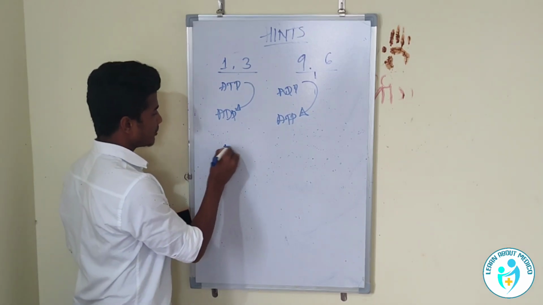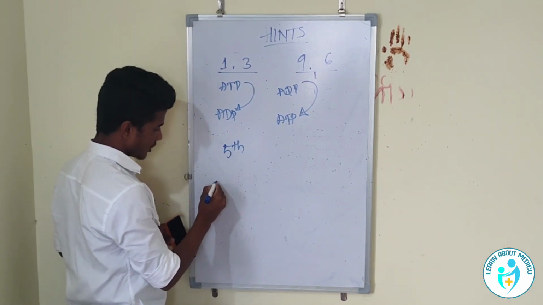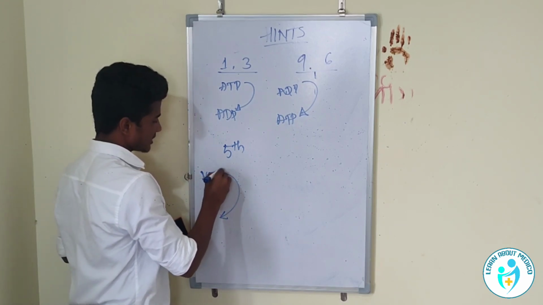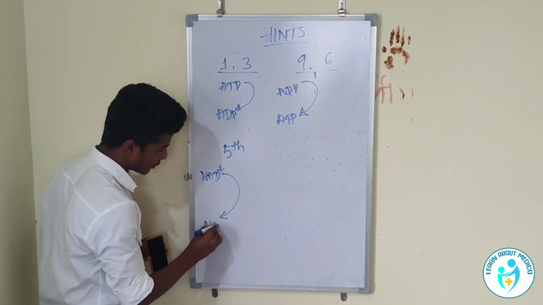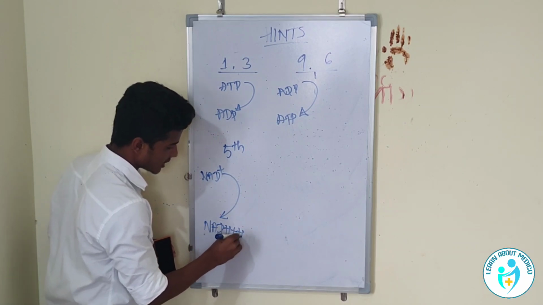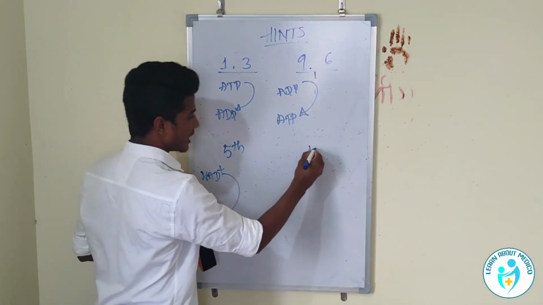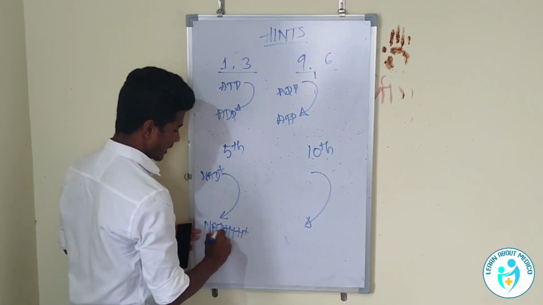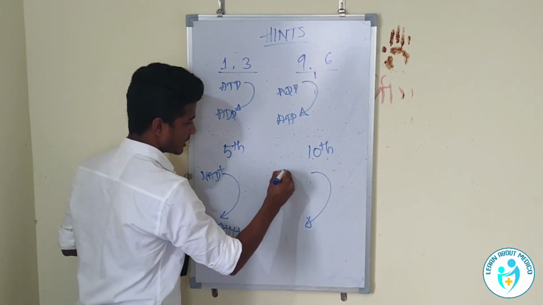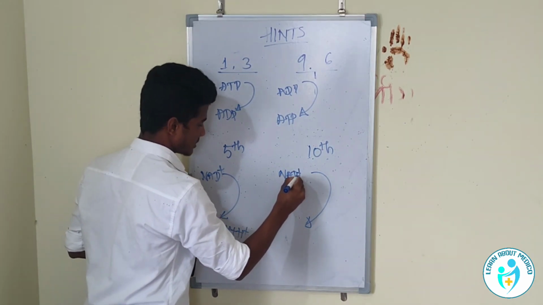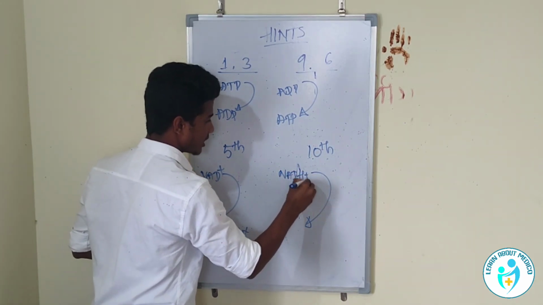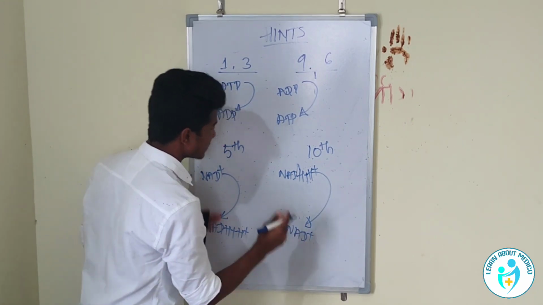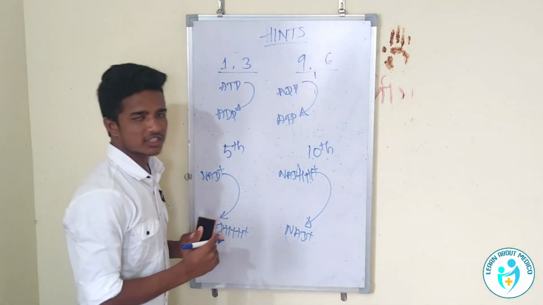And also in the fifth step, NAD plus gets converted into NADH plus H plus. And in the tenth step, the opposite of this: NADH plus H plus gets converted into NAD plus. These are the hints to remember the glycolysis pathway.